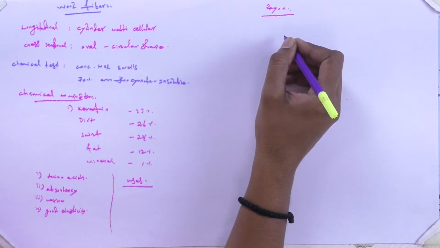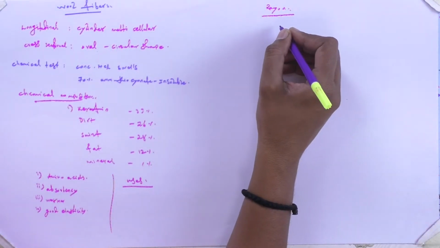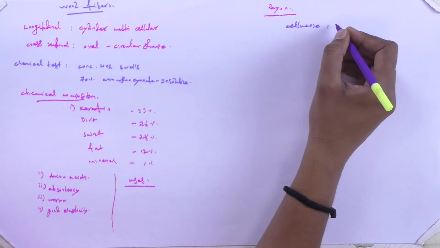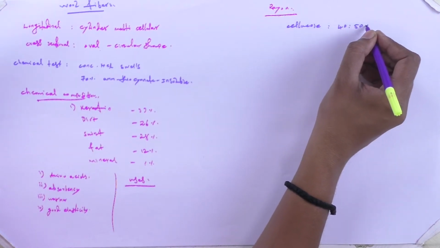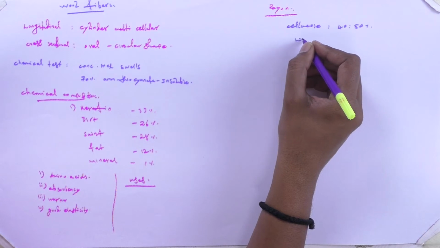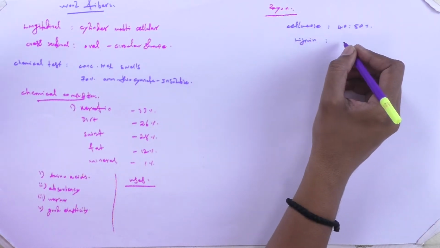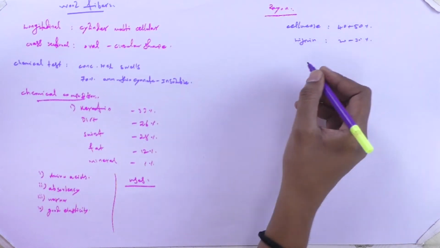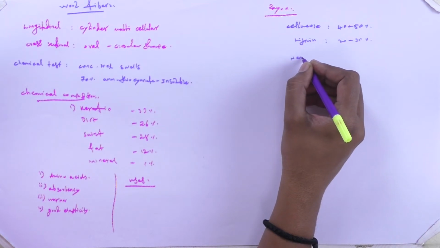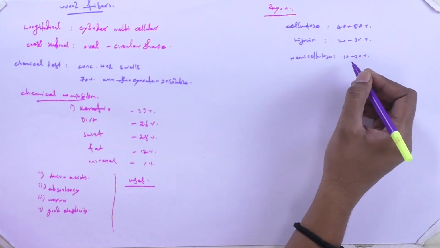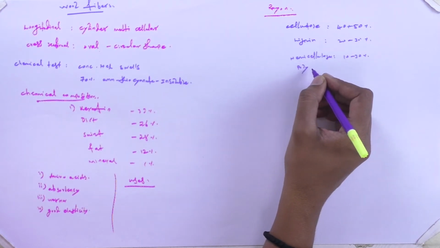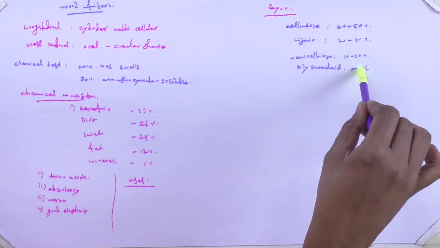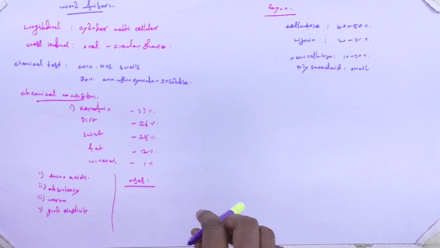So what is the chemical test, and what is the composition of rayon? The cellulose contained in rayon is 40 to 50%, and then lignin is 20 to 30%, and then hemicellulose 10 to 30%, and polysaccharide in some amount. So rayon contains cellulose 42%, lignin 20 to 30%, hemicellulose 10 to 30%, and a small amount of polysaccharide.